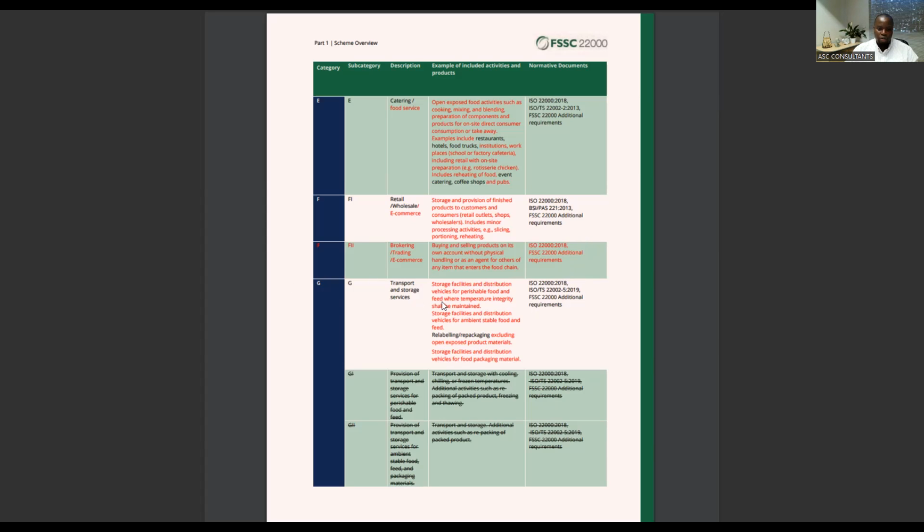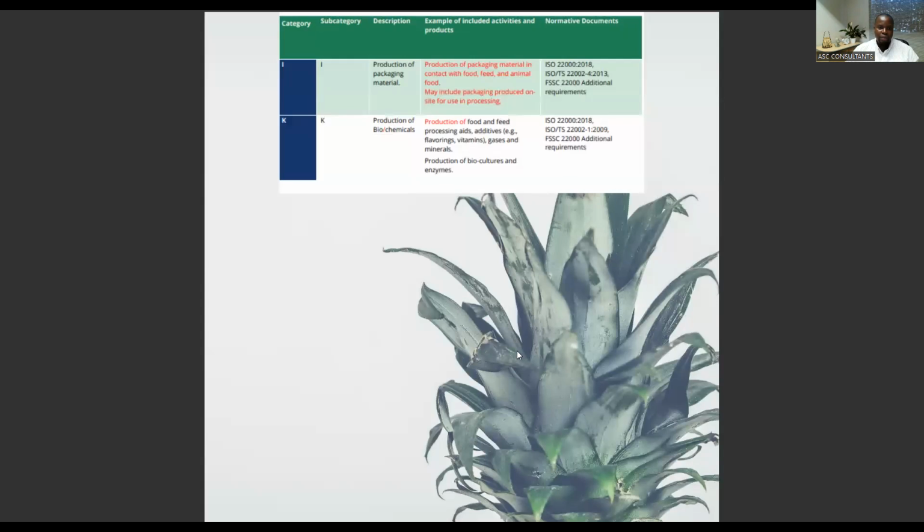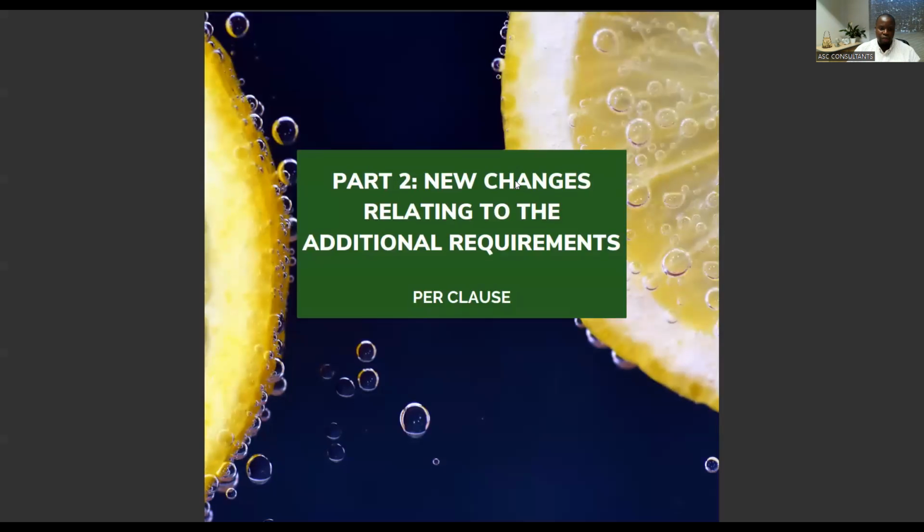Of course, category G, again, transport and storage services, storage facilities and distribution vehicles for perishable food and feed will belong to category G. So they've removed all the other subcategories under G. And then category I is still about production of packaging material in contact with food, feed, and animal feed. That may include packaging produced on site for use in processing. K, it was just an editorial modification there.